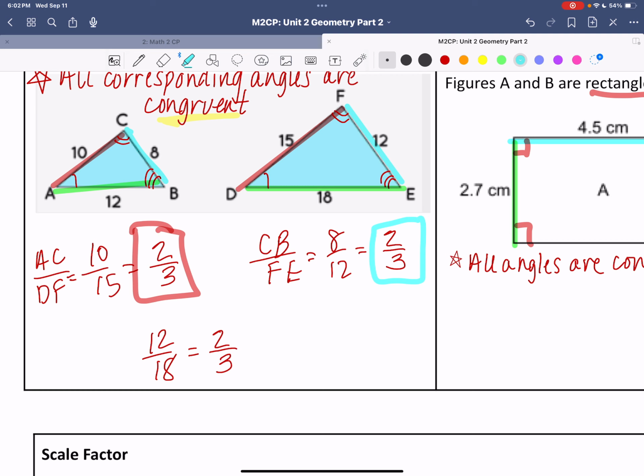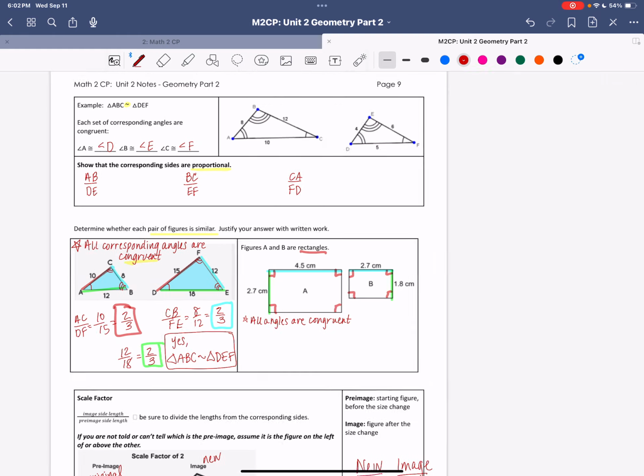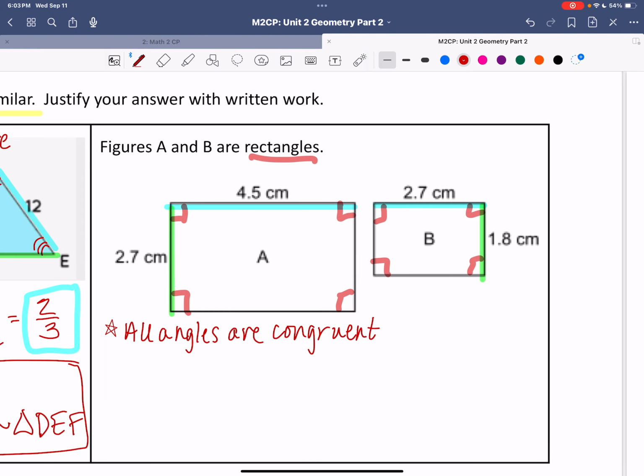So since everything has the same ratio, this is proportional. So what you would do is you would say yes, and then you're going to put triangle ABC is similar to triangle DEF. And that's your answer. All right, so you're going to try this one.